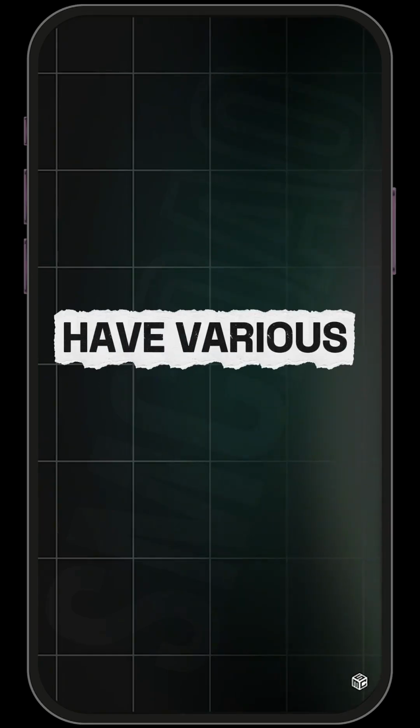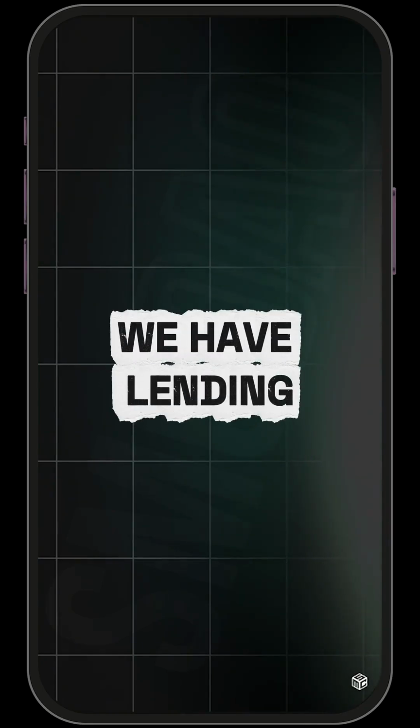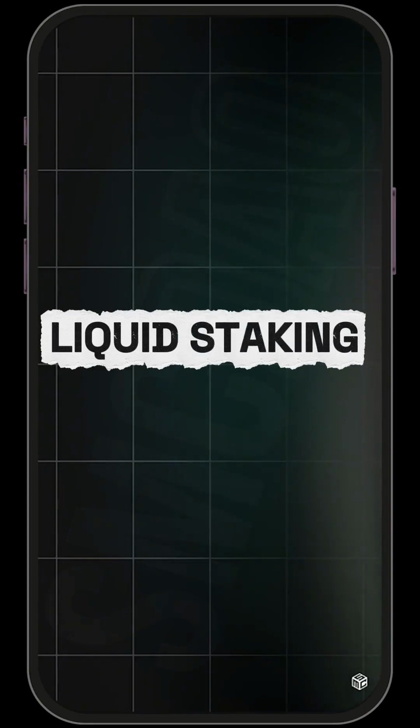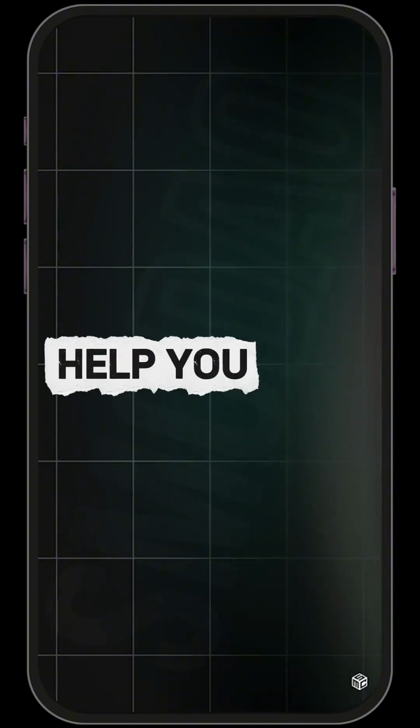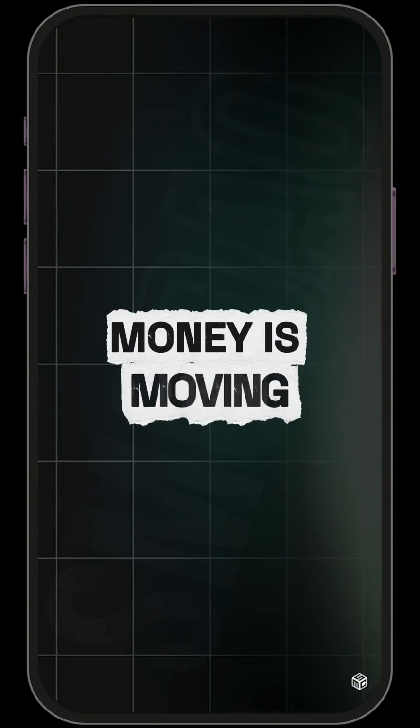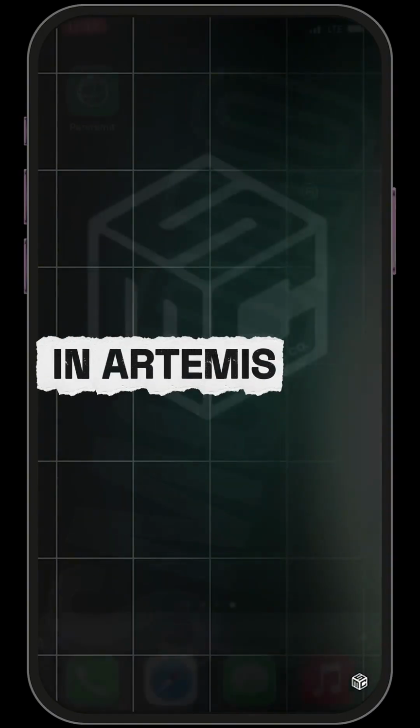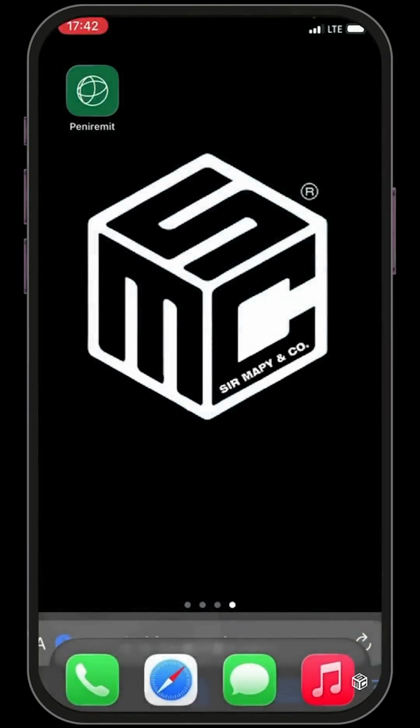So guys, in Web3 we have various sectors. We have lending, liquid staking, real-world assets, DEXs, prediction markets, and so many more. Comparing the sectors helps you spot where the real money is moving. Now let's type in artemis.ai in our browser.